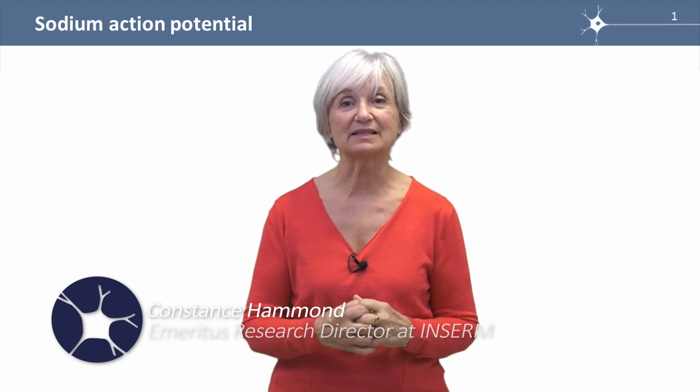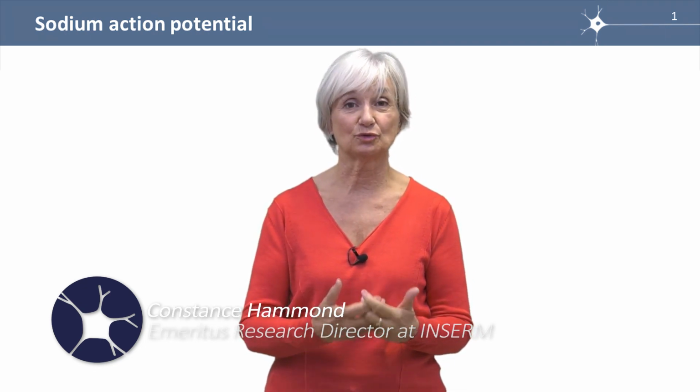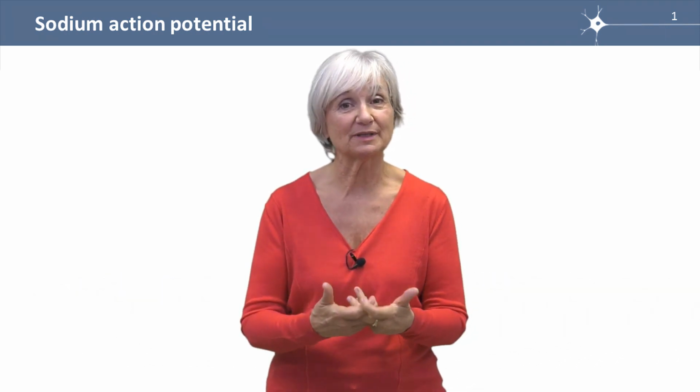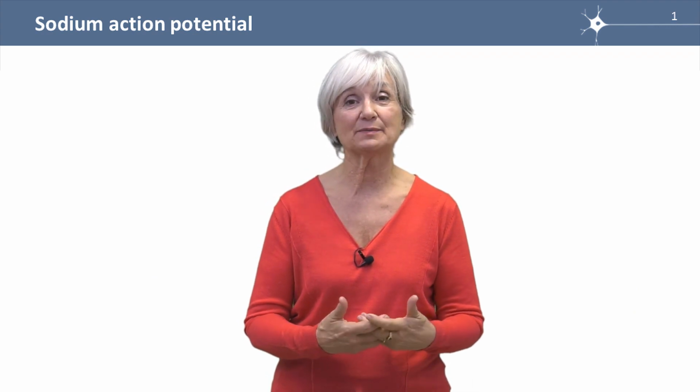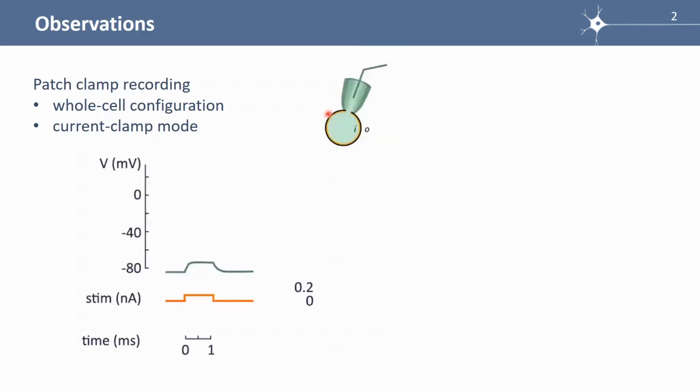To study action potentials, we need to record the activity of a neuron. To do so, we use the patch clamp technique that is described in a supplement. Here the neuron is a round cell. Its activity is recorded in whole cell configuration to record the activity of the whole membrane, and in current clamp mode to record changes of potential of the membrane.